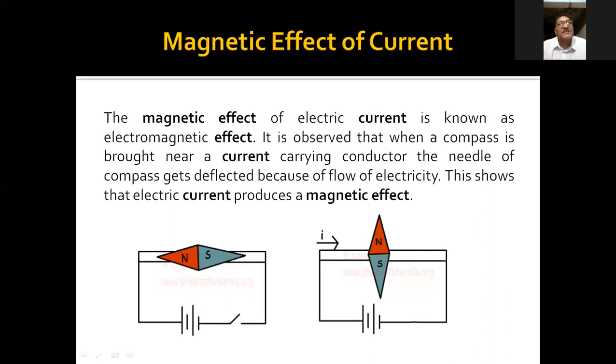So the magnetic compass is telling you that when you start flowing the current through the conductor, a new magnetic field is created around the conductor. From here we get the idea that whenever there is current flowing in a conductor, we have a magnetic field around that conductor. This experiment is proof of that. This is called the magnetic effect of current: whenever the current is flowing, a magnetic field is created around it. You can also read the definition. I hope that you have understood this story.